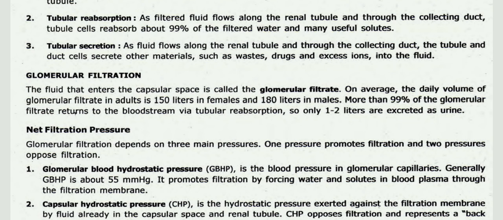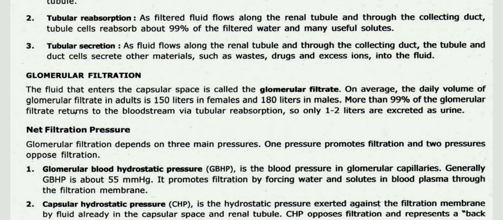The fluid that enters the capsular space is called the glomerular filtrate. On average, the daily volume of glomerular filtrate in adults is 150 liters in females and 180 liters in males. More than 99% of glomerular filtrate returns to the bloodstream via tubular reabsorption, so only 1 to 2 liters are excreted as urine. Otherwise, it would be very difficult, don't you think? That's why the reabsorption process is very important.